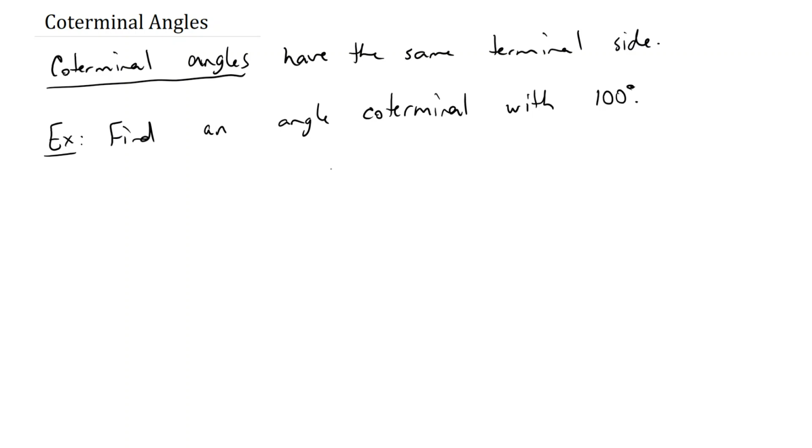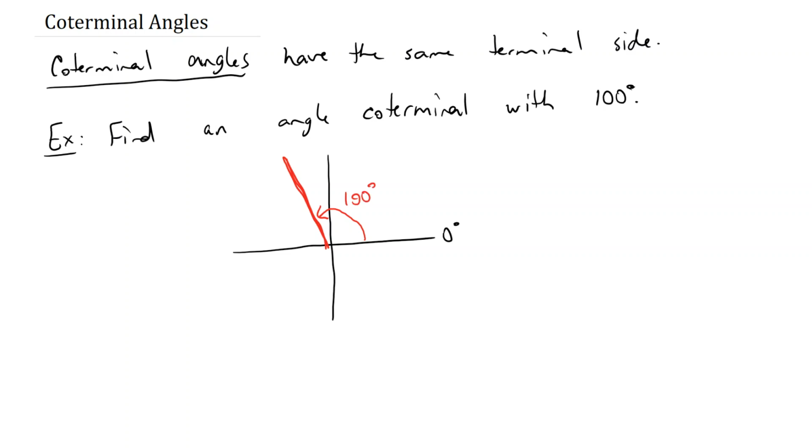So the first thing I'm going to do, you're going to find that when you work with angles in trigonometry at the beginning, you're going to draw a lot of pictures, okay? So 100 degrees, we're going to start at 0 degrees and rotate in the positive direction 100 degrees, which is just past 90. So a terminal side is right there.